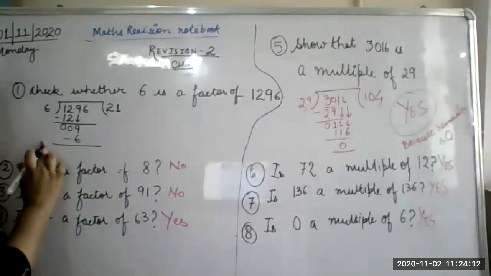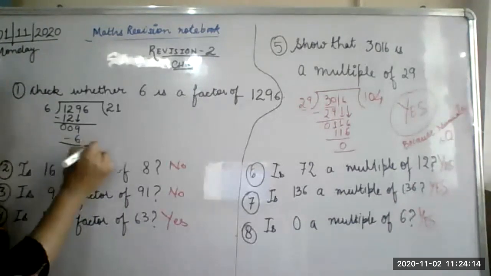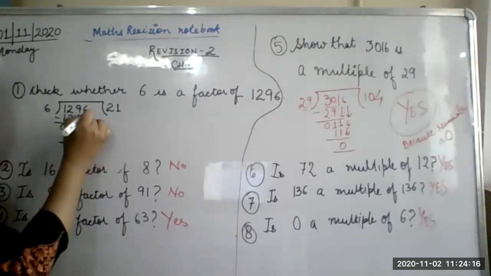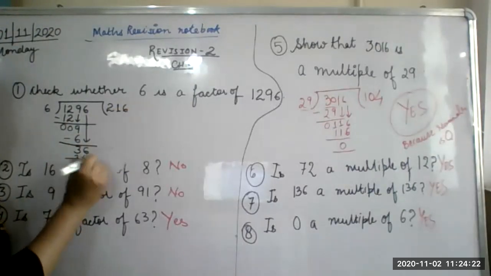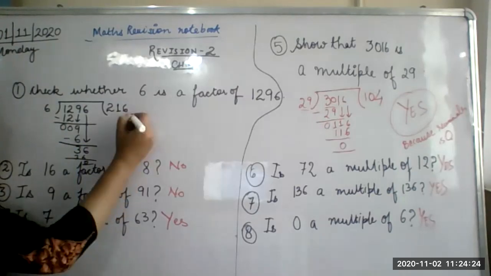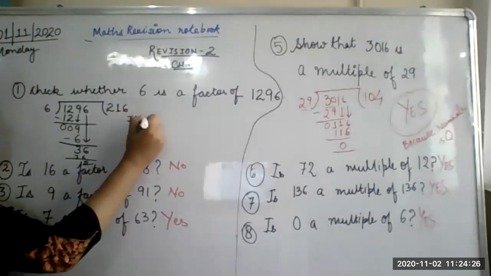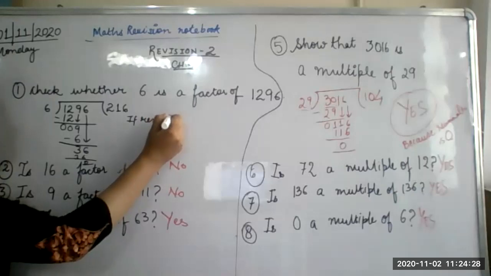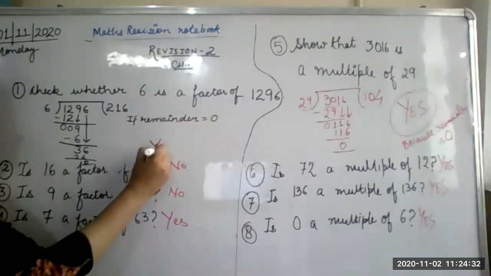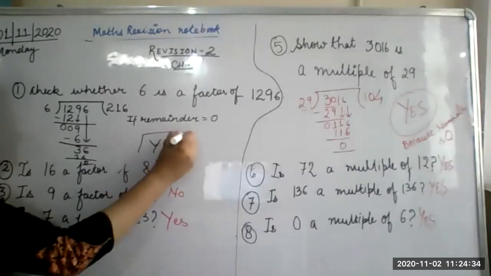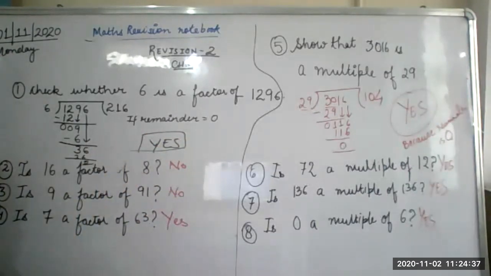Then we will subtract it. The next step is to subtract it. 9 minus 6 is 3. And then you will copy this 6 over here. 6 6s are 36. Now the remainder is 0. If the remainder is 0, that means yes, it is a multiple of this number. Understood?